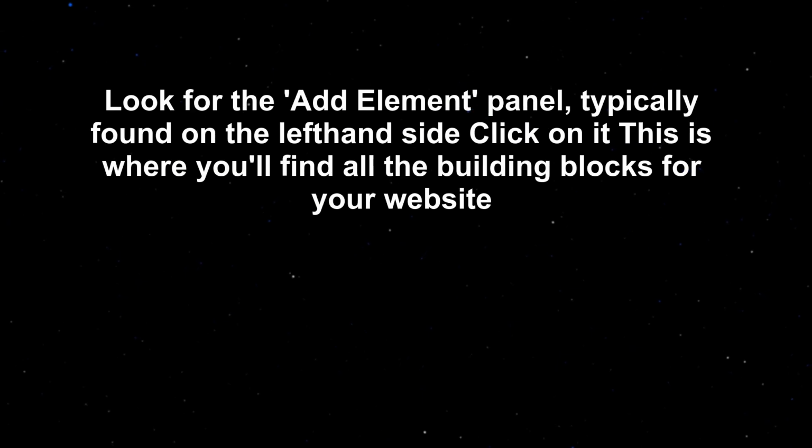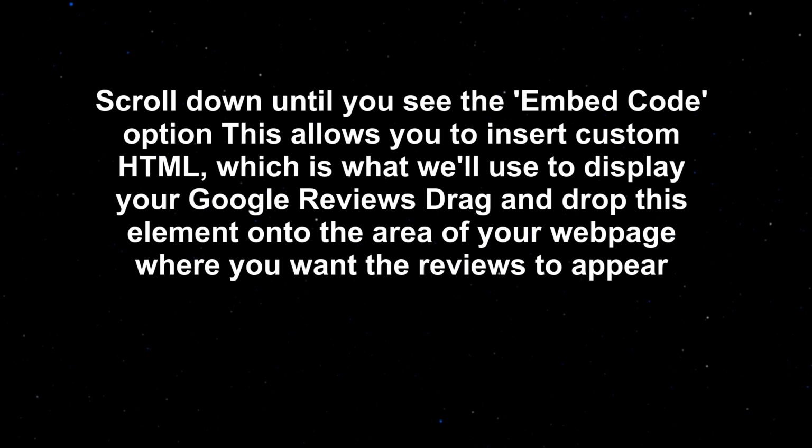Look for the Add Element panel, typically found on the left-hand side. Click on it. This is where you'll find all the building blocks for your website. Scroll down until you see the Embed Code option. This allows you to insert custom HTML, which is what we'll use to display your Google reviews.